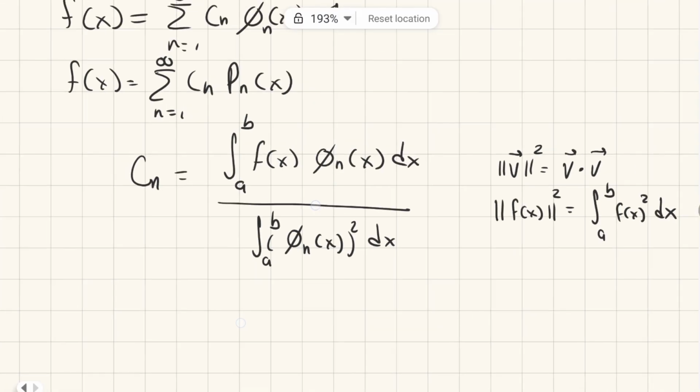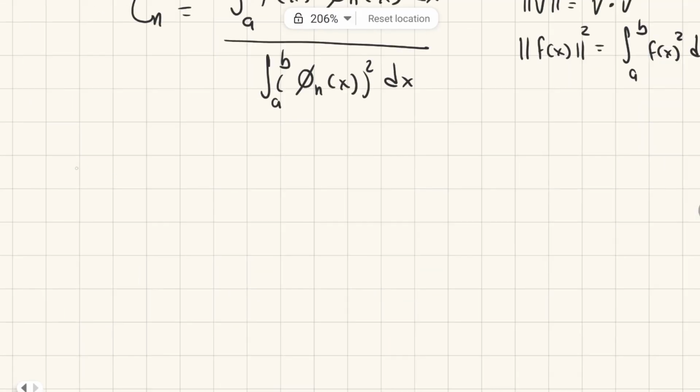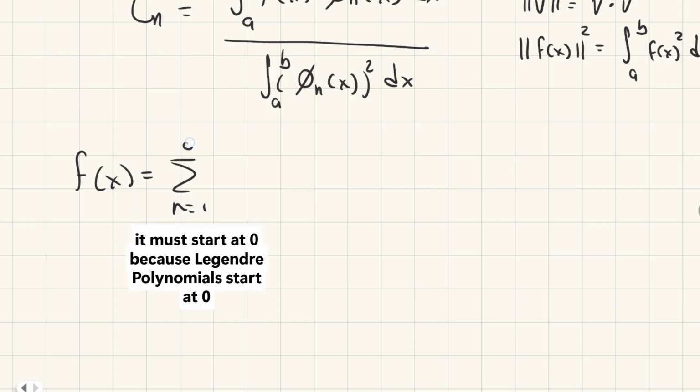So that is the formula that we are going to use to find the coefficients of the Fourier-Legendre series. So what is this going to be? Well, we can assume that f of x is going to be the sum from n equals 1 to infinity of c sub n, p sub n of x.